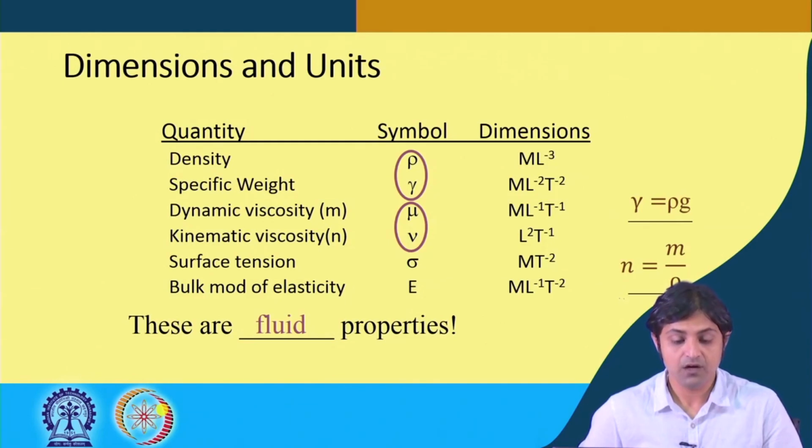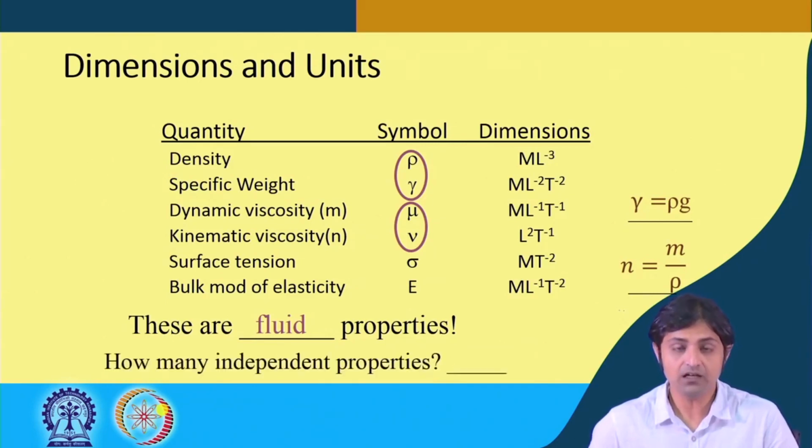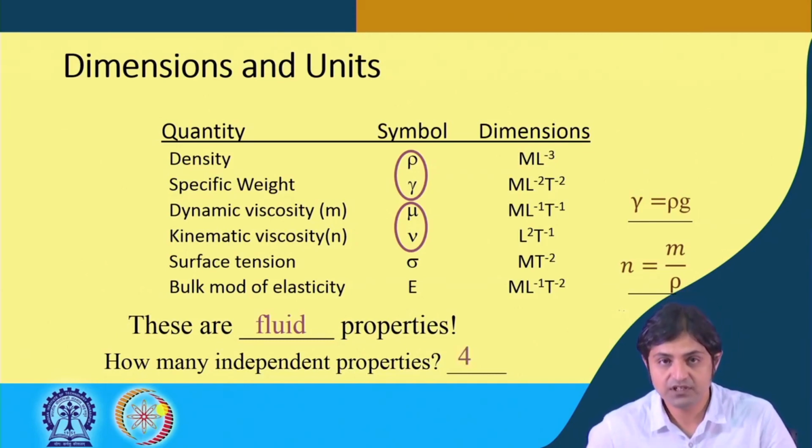And now as you can see, since we can relate density and specific weight through rho, and we can also relate dynamic viscosity and kinematic viscosity through rho, how many independent properties are there? One, surface tension, second is bulk modulus of elasticity, one of the viscosities, and you can either choose density or specific weight. So that means there are only 4 independent properties presented in this slide.